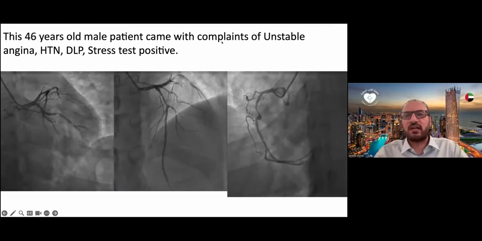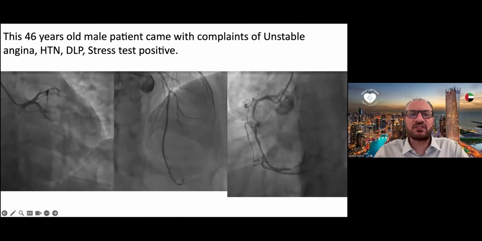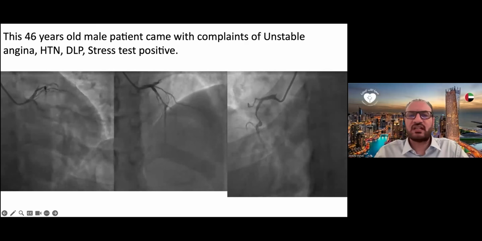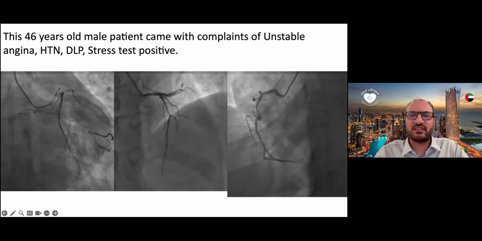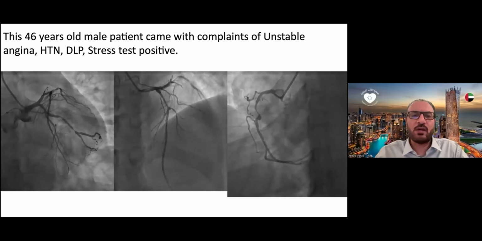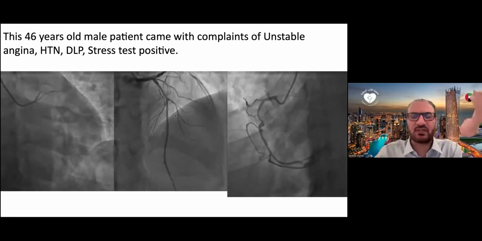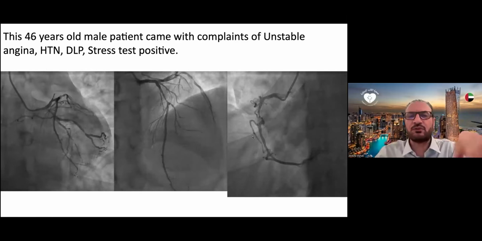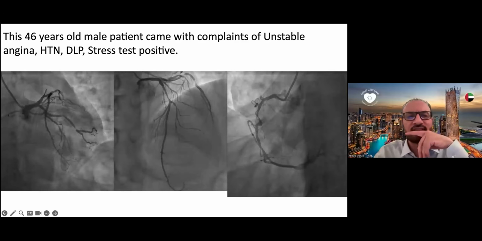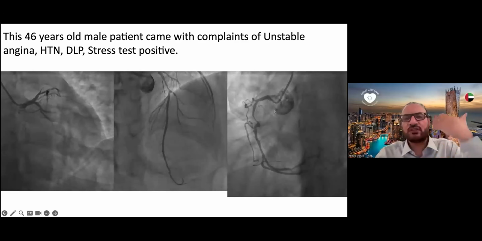This younger man, again with hypertension, stress positive, and you can see multivessel disease: RCA, LAD, OM, multiple lesions. Again, one can say, look, I will do a DCB here, or I'll do a stent here. No, don't say that. Do the same approach as Dr.